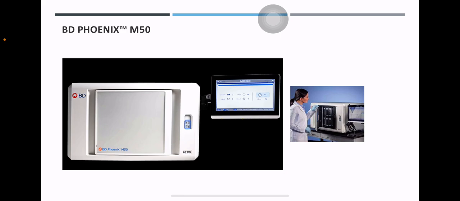The next company we have is BD. The first product that we are going to discuss is the BD Phoenix M50. It is a broth microdilution system for identification and MIC-based AST. The principle is a redox indicator which detects metabolic activity by color change. It can work with the BD Phoenix AP for automated inoculum preparation.